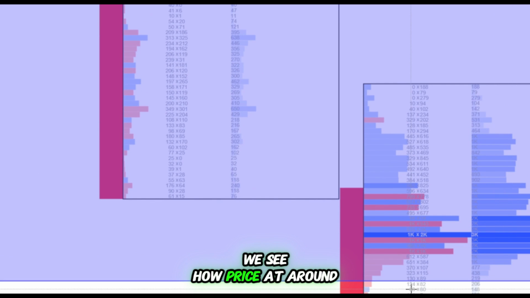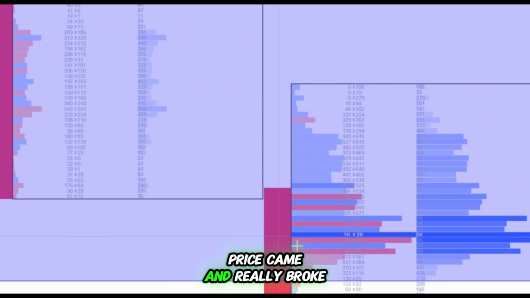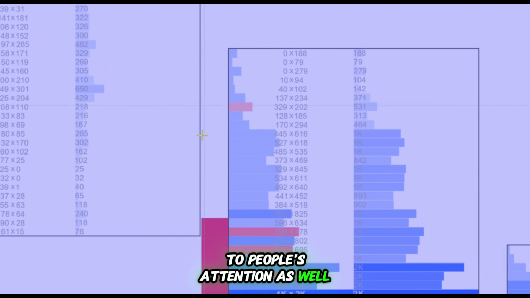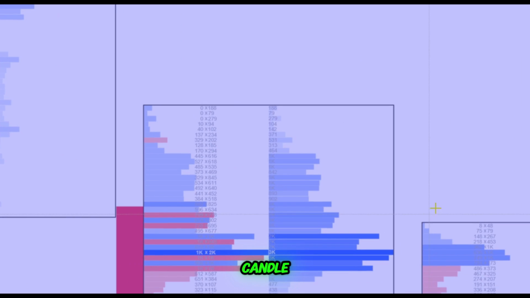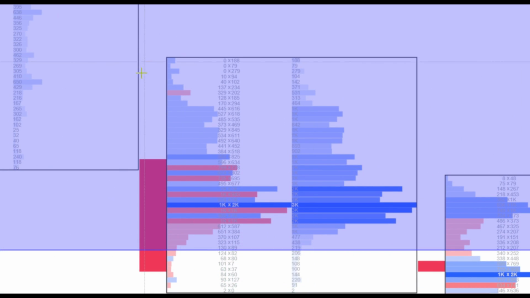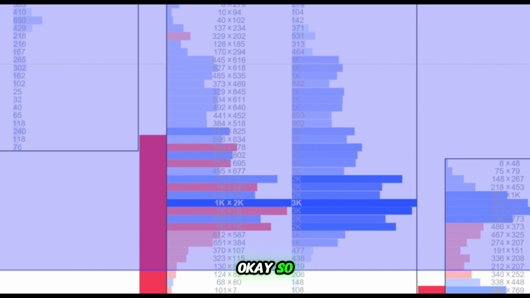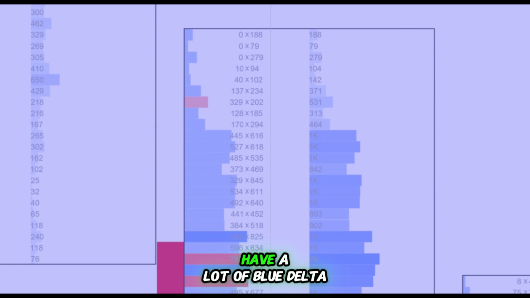We see how price, at around, I believe, before 10 a.m. Eastern time, came and really broke through this zone. One thing I should bring to people's attention as well is look at all this blue delta over here. So this is a wick. When we break down this candle, we see the body is over here and this is the wick. The candlestick alone will not give you information about what's going on with the wick. The wick essentially shows us that we have a lot of blue delta.